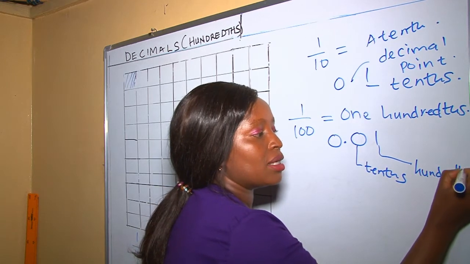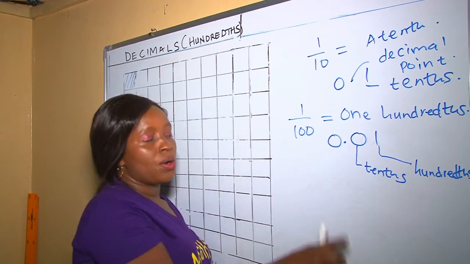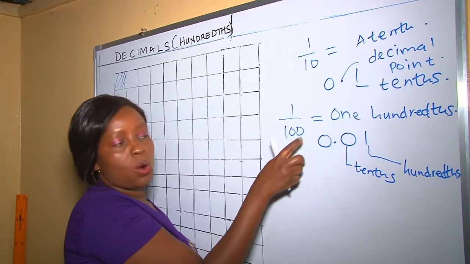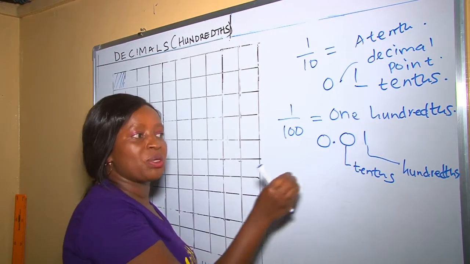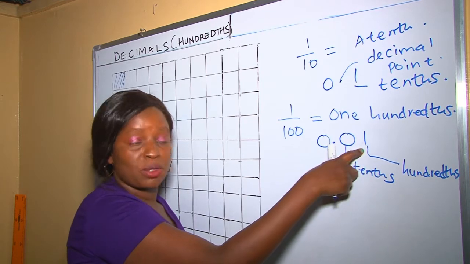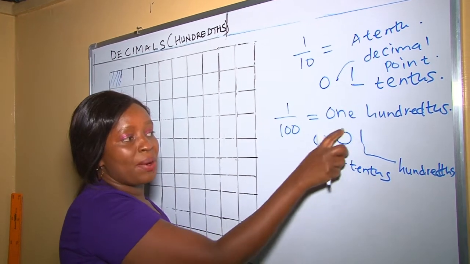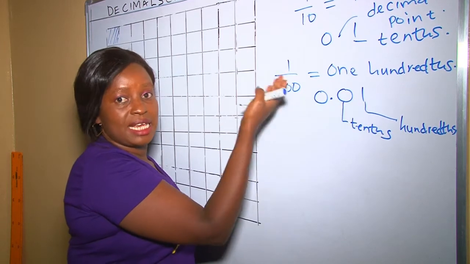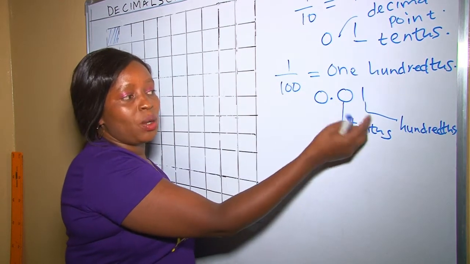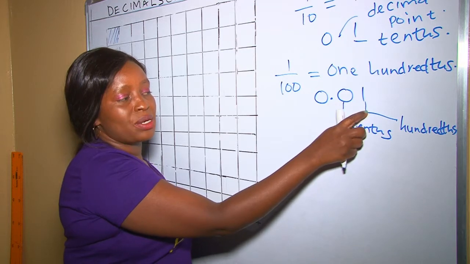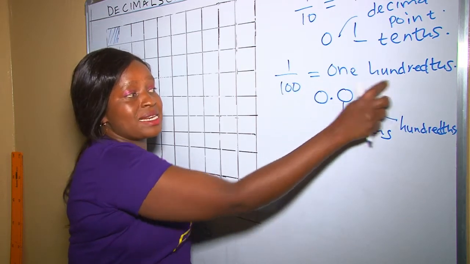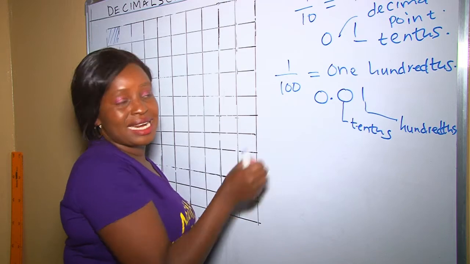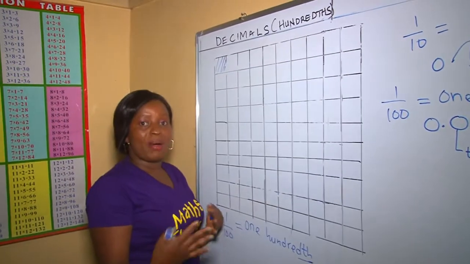Therefore, this is hundredths, so it has to be in the hundredths position. So where we have tenths, we have 0, because we don't have tenths here. And where we have hundredths, we put 1, because it's 1/100, which is one hundredth.